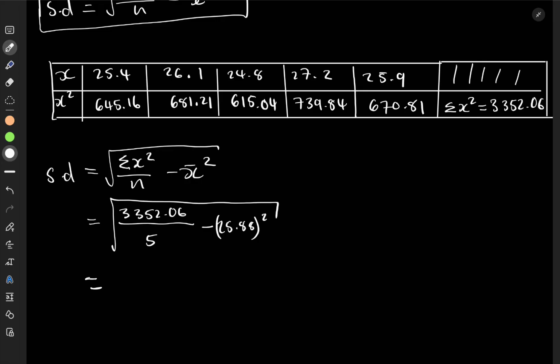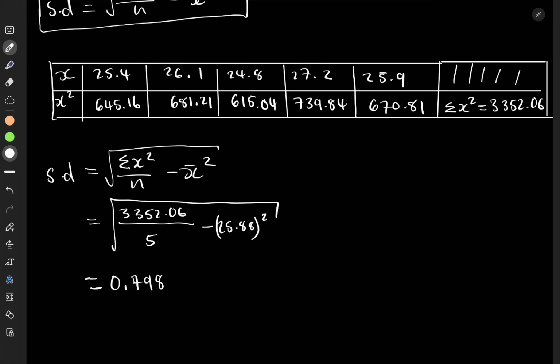So we would now say 3,352.06 divided by 5, and we get an answer. Then we say minus, open bracket, 25.88 squared, close. I get an answer. Then I'll say square root of that. Oh my gosh, my standard deviation is 0.798. That's what I get as my standard deviation.